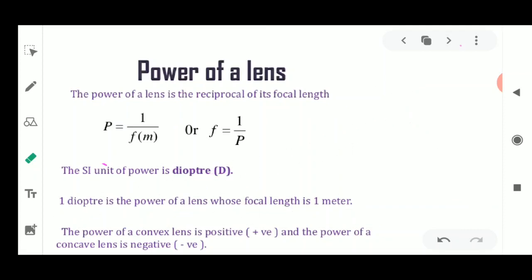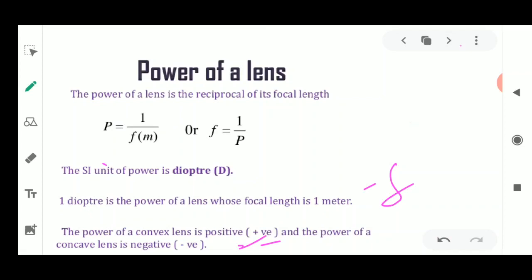Now what about the positive and the negative symbol? This positive or negative symbol tells you about the type of lens. The convex lens has a positive power, whereas the concave lens has a negative power. Why? Because power is directly proportional to focal length. A convex lens has a positive focal length, that is why it has a positive power. Similarly, a concave lens always has a negative focal length, that is why it has a negative sign.